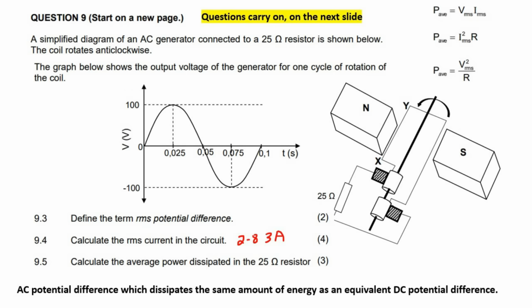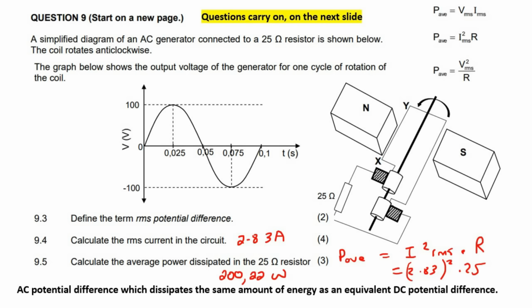The next one says calculate the average power dissipated in the 25 ohm resistor. And so from the formula sheet, these are the different formulas that we can use for power. I mean, you can choose whatever one you like, but I think this one would be good because we already have the RMS current from the previous question. So we can then just say that the P average is equal to I squared RMS multiplied by R, and so that's going to be 2.83 squared multiplied by 25. Notice that the R doesn't ever have an RMS. R is just R. And so if you work this out, you end up with 200.22 watts.